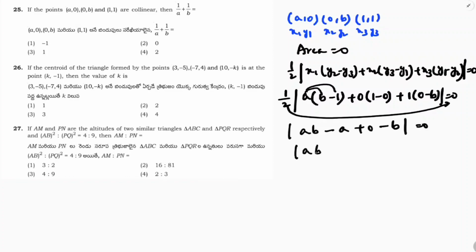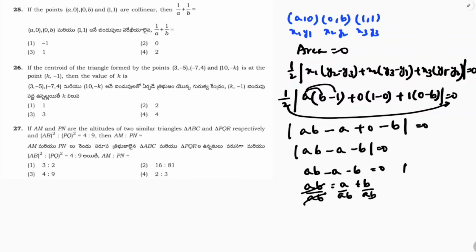So ab minus a minus b equals 0. If we take out the modulus, ab minus a minus b equals 0. So ab equals a plus b. If we divide everything by ab, you will get 1 equals 1 by b plus 1 by a, because a cancels, b cancels. So 1 by a plus 1 by b value is 1. So the correct option is 3.